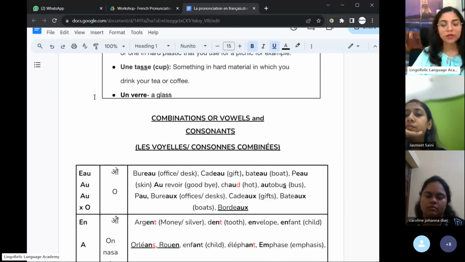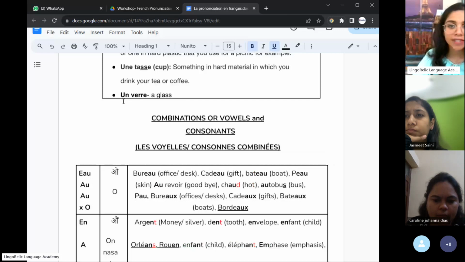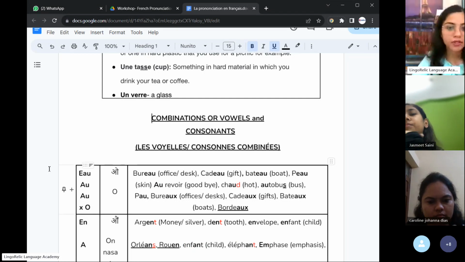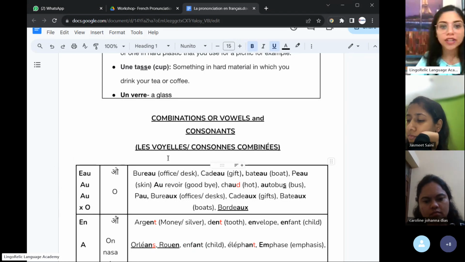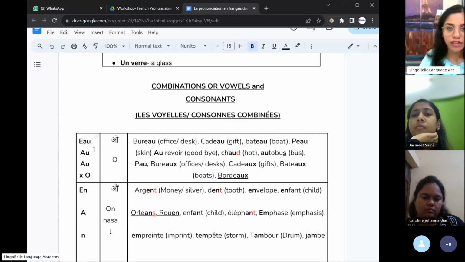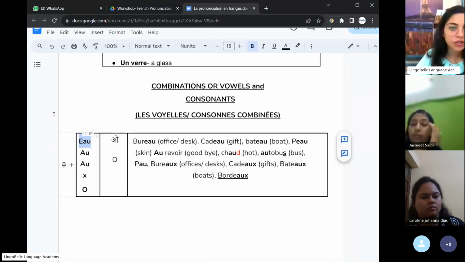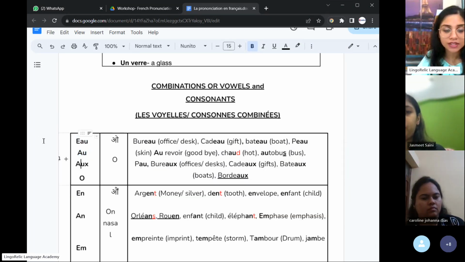Voilà, nous allons progresser maintenant. Donc, vous avez des combinaisons pour des voyelles et des consonnes. So some combinations of vowels and consonants together are pronounced in a certain way. Let's check this out. Here you have the combinations EAU, AU, and AUX, pronounced in a certain way. EAU, AU, AUX, and also O. All of them are pronounced as O.